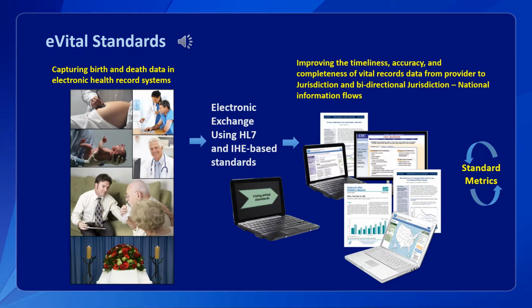So in this use case scenario on the right side of the slide, this scenario provides for the flow of vital records data from the provider to the jurisdiction, and then the bidirectional flow from the jurisdiction to the national agency. And then finally, in the case of death reporting, it shows the coded cause of death and race and ethnicity codes flowing back to the jurisdictions. And this example of a complete bidirectional flow of vital records data using HL7 and IHE standards is currently being piloted in the U.S., but it's important to point out that this is also applicable to international use.